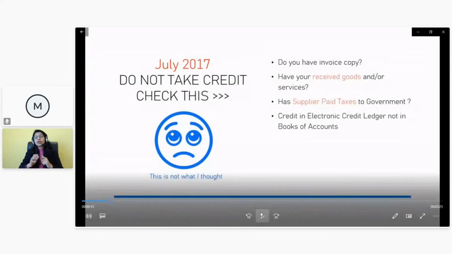Now talking about claiming ITC, how am I going to claim ITC? I'm going to claim ITC in my GSTR 3B. That's how I'm going to claim it. Now I can file my GSTR 3B by 20th. Obviously my supplier is also going to file their GSTR 3B by 20th. And I'm also going to file my GSTR 3B, where I'm actually going to claim ITC, by 20th.